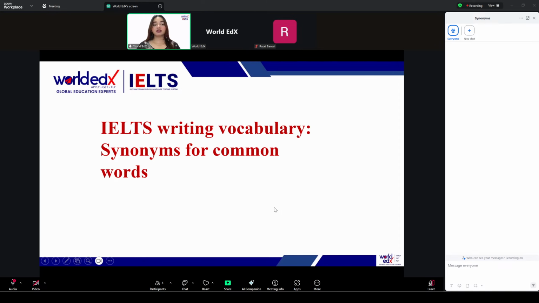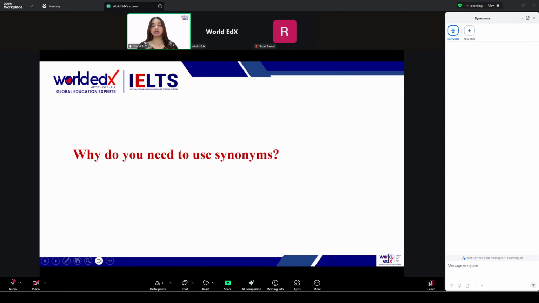So the first question is, why do we need to use synonyms? You know that IELTS is all about English, and speaking in particular is how well you can seamlessly use language. If you are able to use language in a very diverse manner, it shows that you have good vocabulary, which is very proportional to the fact that you are good at speaking, writing, listening and reading, and thereby it will help you gain a higher band score.